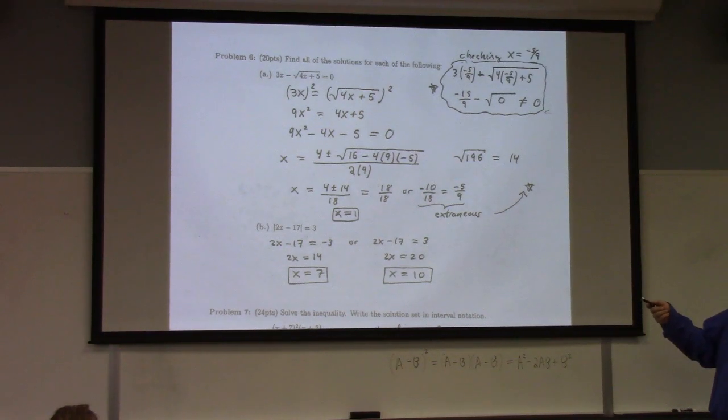So as a rule of thumb, if we have a problem with a radical, isolate the radical, then square. Or cube if it's a cube root.